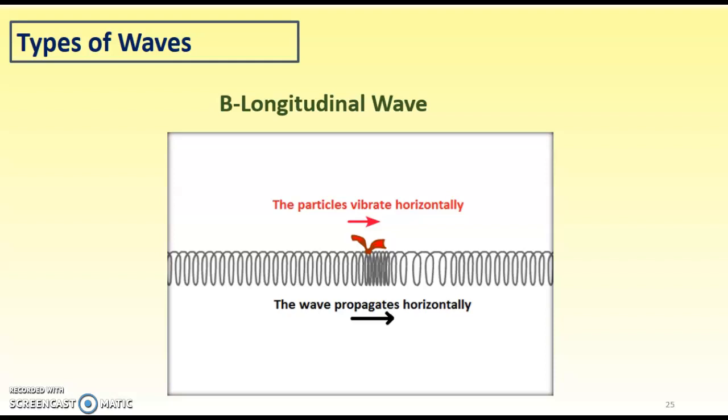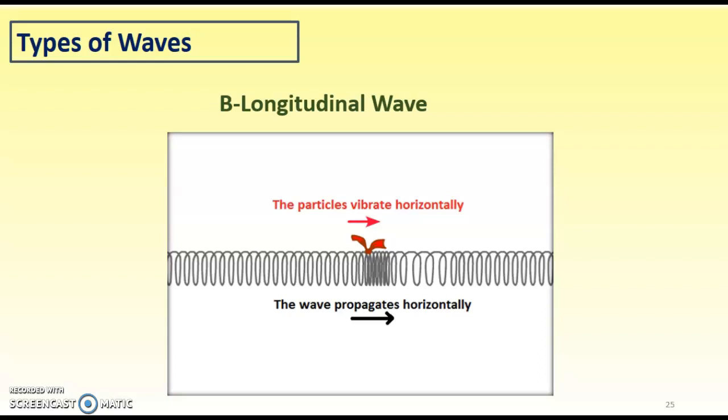The second type, according to the same criterion, which is comparing the direction of propagation of the wave to the direction of vibration of the medium's particles, is the longitudinal wave. Consider the following example. If a spring is compressed at one end, this means that we are disturbing it, creating a disturbance. What happens after it is left free?